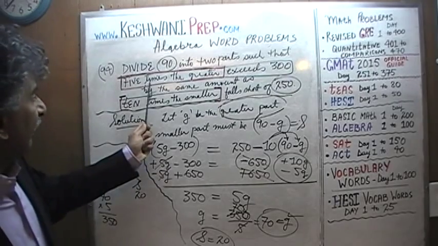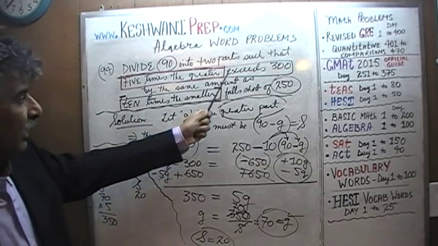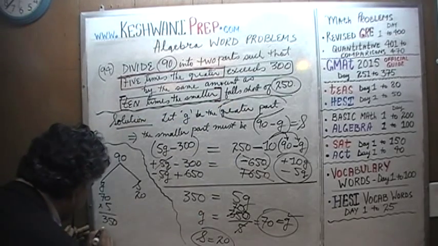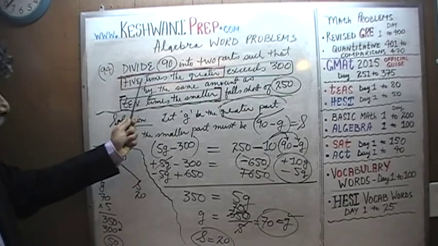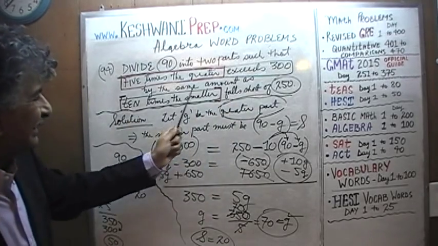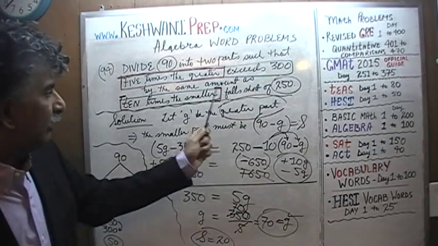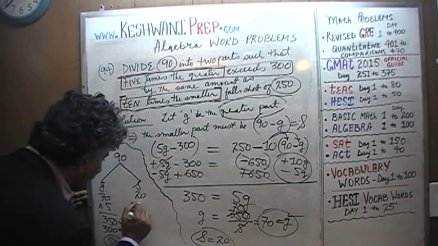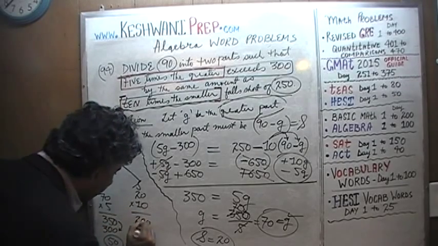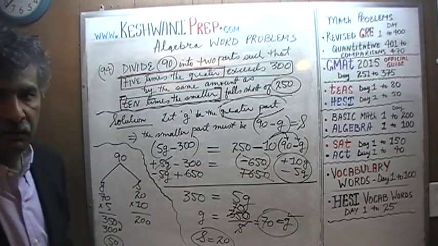5 times the greater part exceeds 300 by 50. They're telling us that 5 times the greater part exceeds 300 by the same amount as 10 times the smaller number falls short of 250. Let's find out what 10 times the smaller part is. The smaller part is right here. 10 times the smaller part is 200. And how much do you suppose 200 falls short of 250?